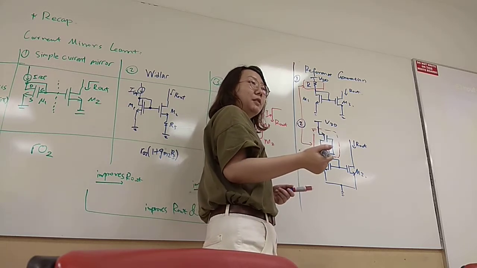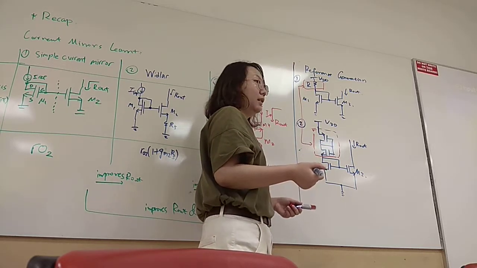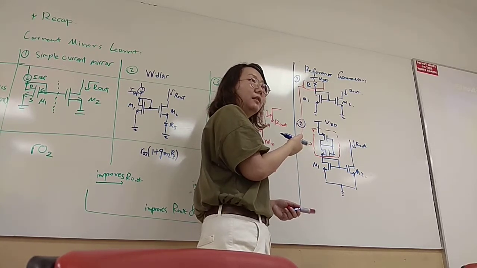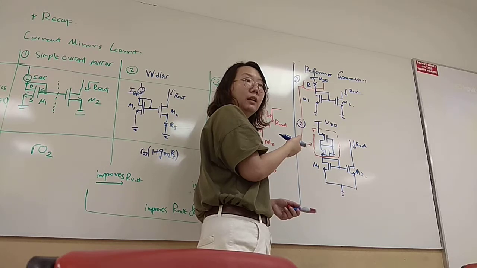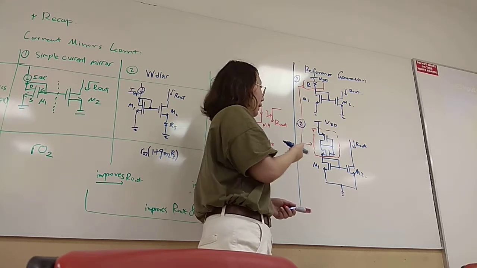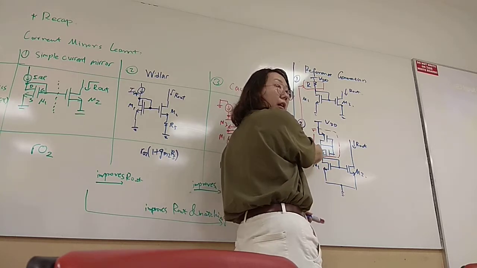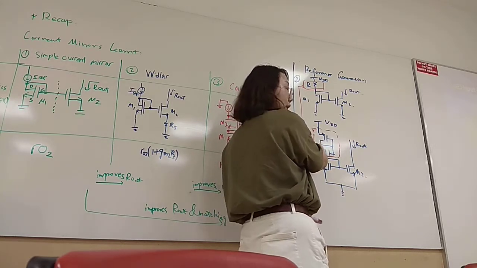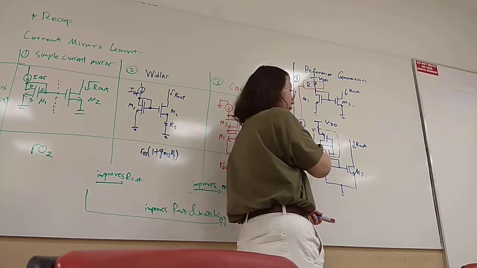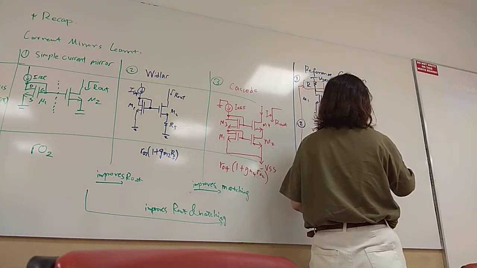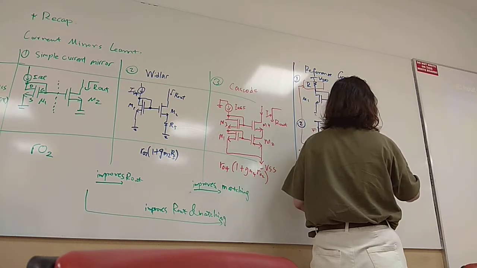What's a diode connected transistor? The gate is connected to the drain, right? You look at the two transistors, their gates are connected to the drain. This transistor, the gate is connected to the drain. This transistor, the gate is connected to the drain. So these two transistors are actually diode connected transistors. If you are going to draw it out, it actually looks like this. It's just two diodes in series, then connected to the current mirror.